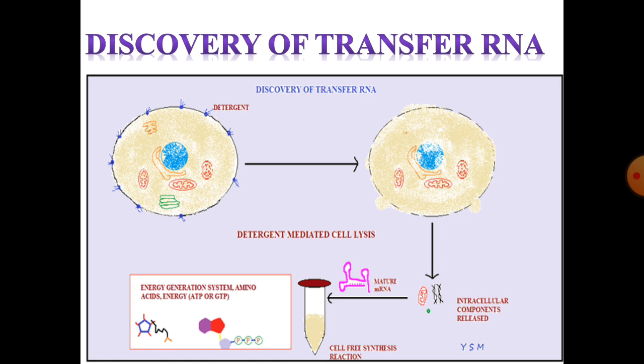Discovery of transfer RNA. Transfer RNA was first discovered by Paul Zamecnik. It was known as the adapter molecule, which plays an intermediate role in transferring the message from the messenger RNA to the formation of proteins by linking on ribosomal RNA.